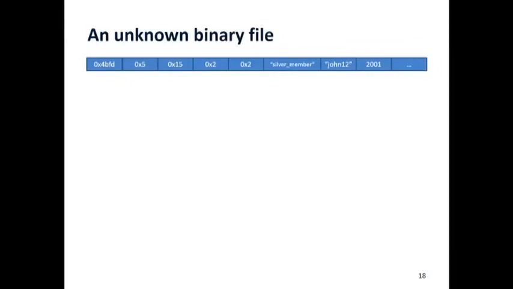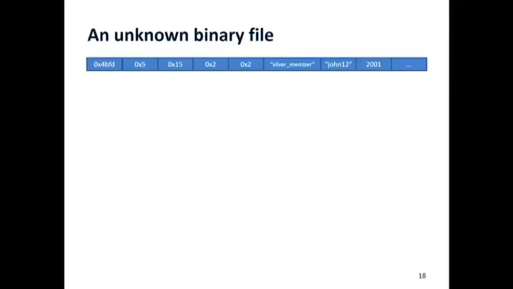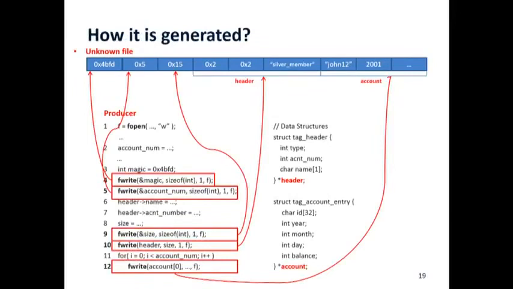All right. So let me explain how the P2C actually works in detail. Here, we have a known binary file we want to analyze. As you can see, it contains some integer at the beginning, and the next two fields contain strings and an integer again. And this is actually how this file is generated.